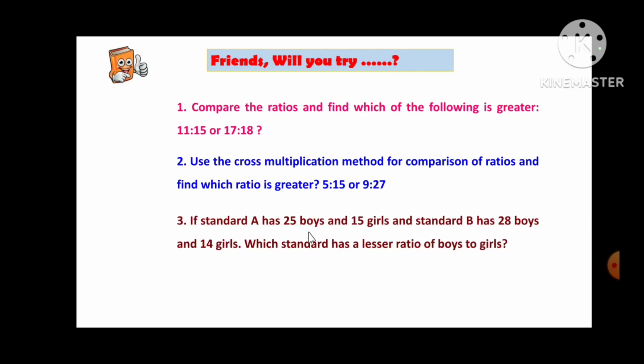If standard A has 25 boys and 15 girls, and standard B has 28 boys and 14 girls, which standard has a lesser ratio of boys to girls? If a and b are integers and a is less than b and b is greater than 1, then compare a plus 1 upon b plus 1 and a minus 1 upon b minus 1.